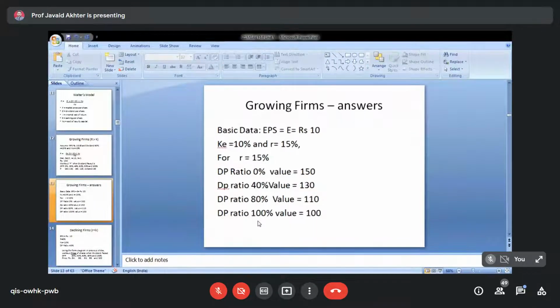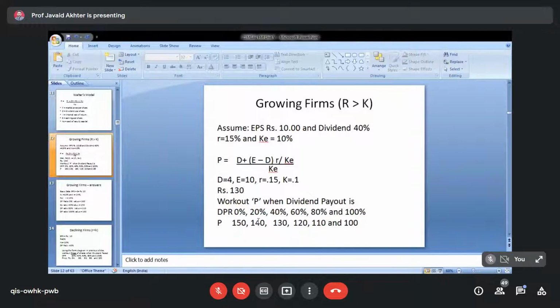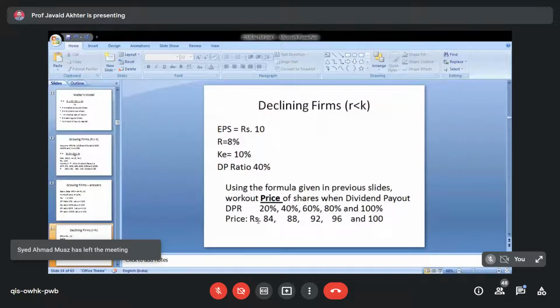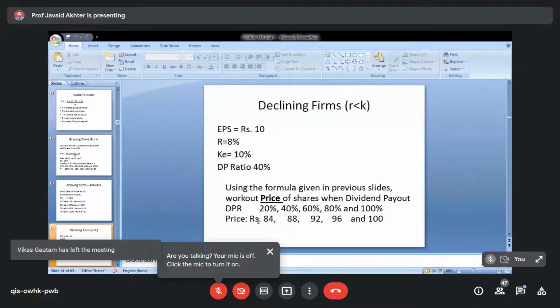Look at the earlier slide. Higher the value of DPR, lower the value of P. So in case of a growing firm, the statement is: the higher the DPR, the lower will be the value of P. In case of declining firms, what is the observation? Higher the DPR, higher the price, a direct relation. So what should be the recommendation here from Walter's model? That DPR should be high. Only then can the share price be higher.